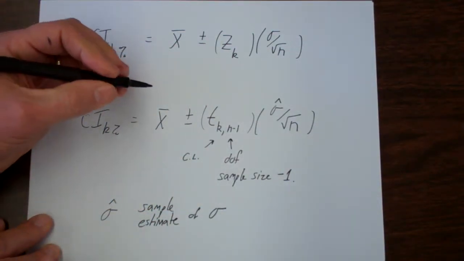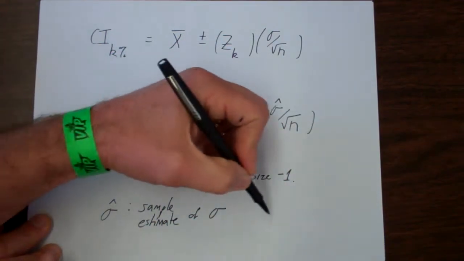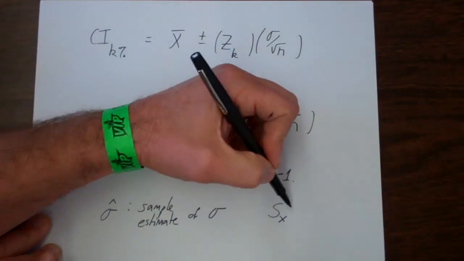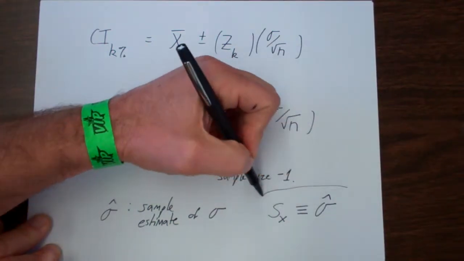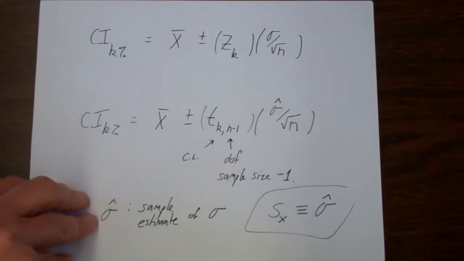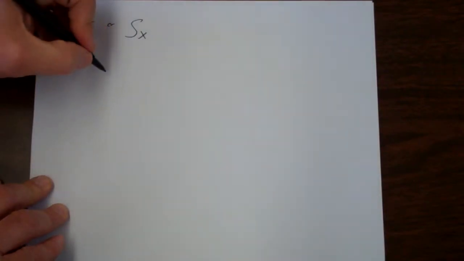The only thing I want to point out and tell you to be careful about is that some books, instead of using sigma hat, use S sub x. That's a real common notation, and S sub x is exactly the same as sigma hat. These are just two different ways of writing the same thing. So what I want to talk about today is this sigma hat, or S sub x, and how to calculate it. Almost always in problems like this they give that to you, but sometimes you calculate it. So let's go through this.